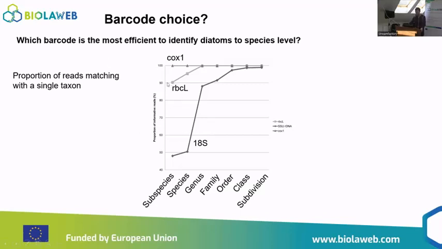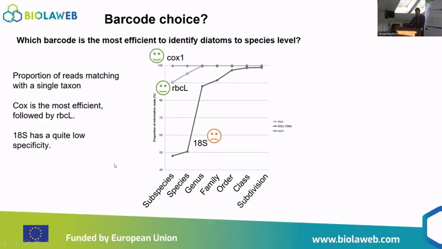RBCL, for subspecies level, 90% of the reads match one subspecies. And then you see the evolution for species, genus, family, and so on. So you can see that when you are at the order level, most of the markers, let's say 90% or even 99%, match only one taxon, so one order level. Okay, do you understand? So COX-1 is the most efficient, so we are happy with COX-1. RBCL is okay, it's working, especially when we look at species level. And 18S has the lowest specificity.